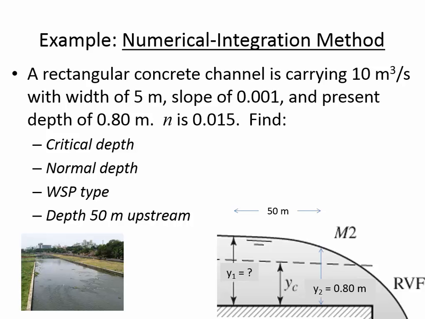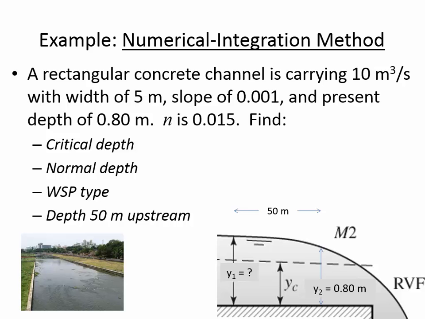Okay, so the critical depth, y sub c, we can find that for a rectangular channel. It's the flow per unit width squared divided by g, to the 1/3 power. The flow per unit width is 2 meters squared per second. We square that, divided by 9.81 meters per second squared, and that's to the 1/3 power. So the critical depth is 0.742 meters.